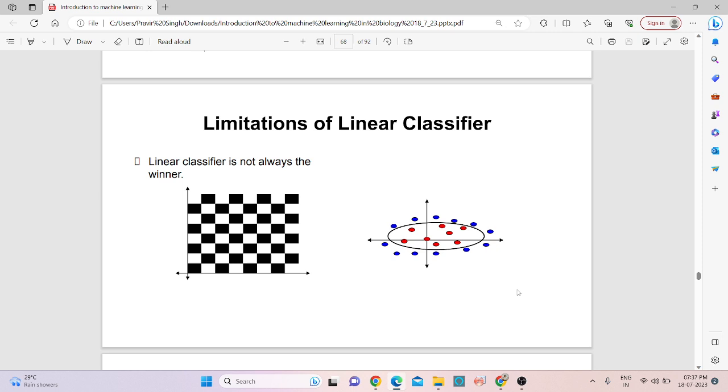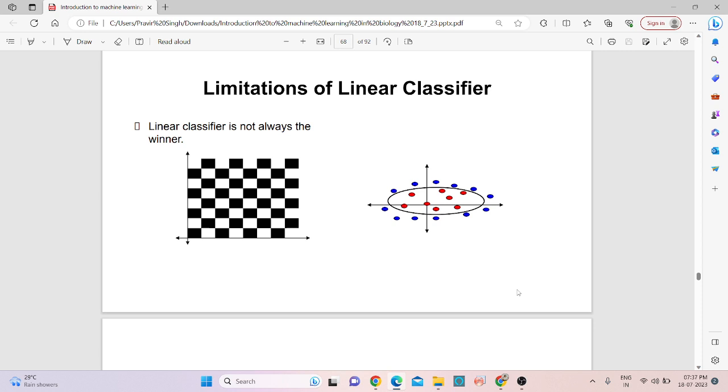Now, if the data is linearly separable, then you can use linear hyperplanes. But if it is not linearly separable, we cannot use linear hyperplanes. A chessboard is an example where you cannot draw a line to separate the black and white squares. Similarly, on the right-hand side, if the red examples have one class of protein functionality and the blue examples have another class, you have to identify a surface, this quadratic surface, to separate the data.